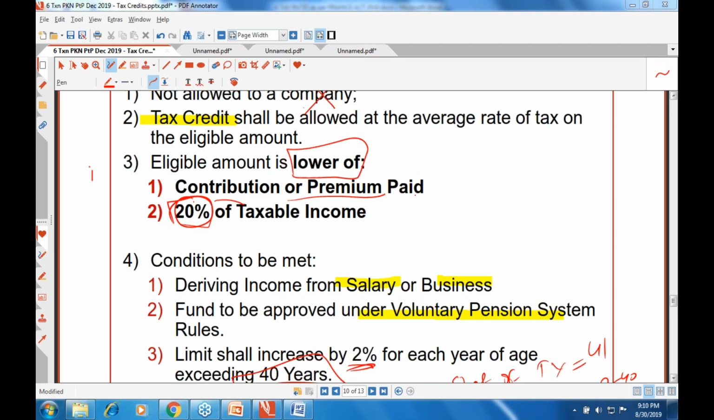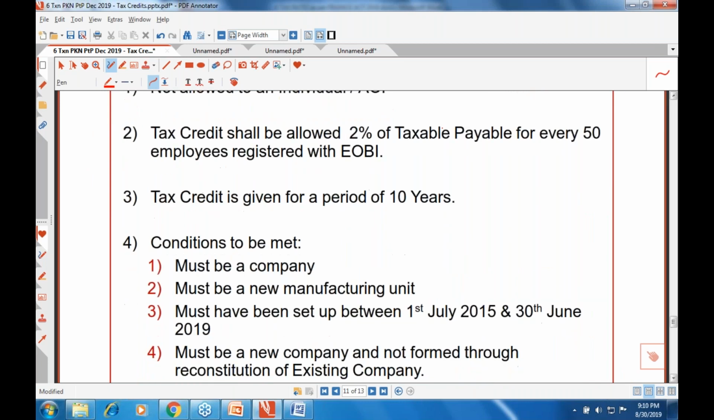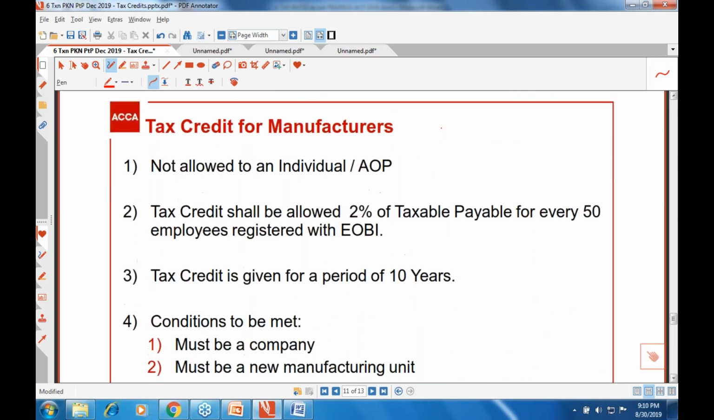Okay, so we are done with this specific tax credit also. Now let's move forward and start discussing the next tax credit. This is basically called a tax credit for the manufacturers. Basically, the government wants to encourage people to invest more and more in manufacturing. So in order to encourage that, the FBR introduced this specific scheme that a tax credit would be given to the manufacturers.